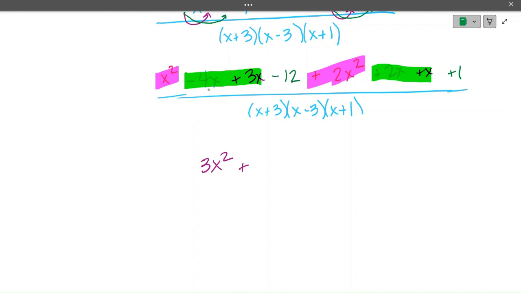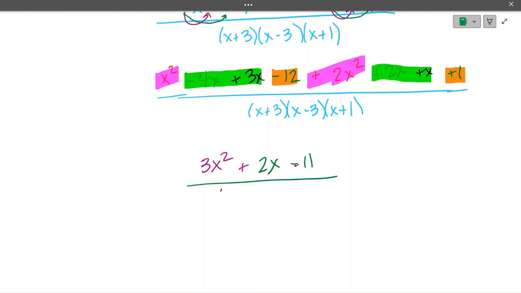We have negative 4x plus 3x. So that gives us negative x. And then we have 2x plus x, which gives us 3x. So we have 3x minus 1x, which is 2x. And then we also have our constant terms, which are negative 12 and 1. So our constant terms, we are going to combine. So negative 12 plus 1 is negative 11.